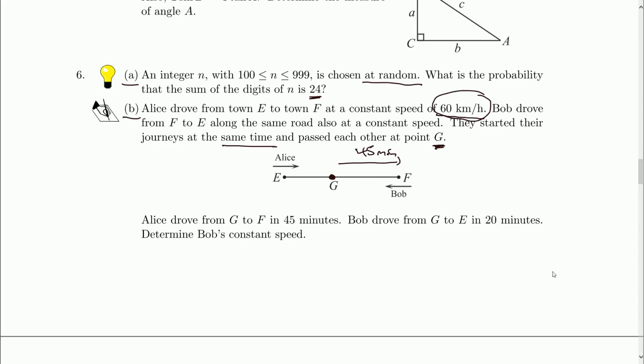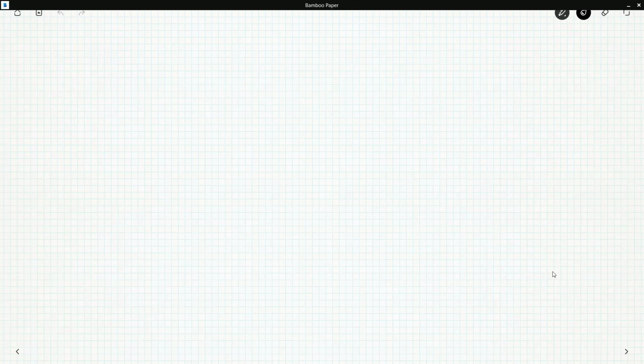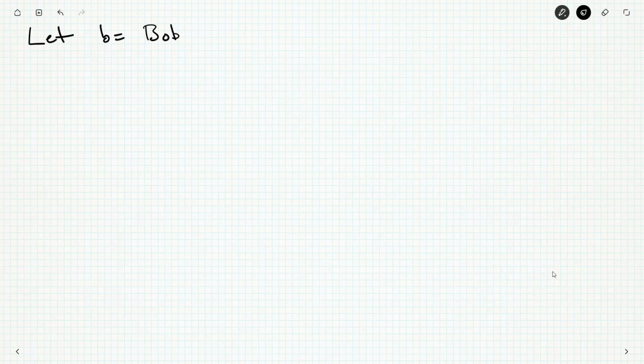Bob drove from G to E in 20 minutes. I don't know how fast his speed is. Oh, we're being asked to determine Bob's constant speed. Okay. What could we do? Well, I could give Bob's speed a name, like, let B equal Bob's speed. So I'll set up some equations, hopefully, in terms of B, and then, well, we'll solve for B, I hope.